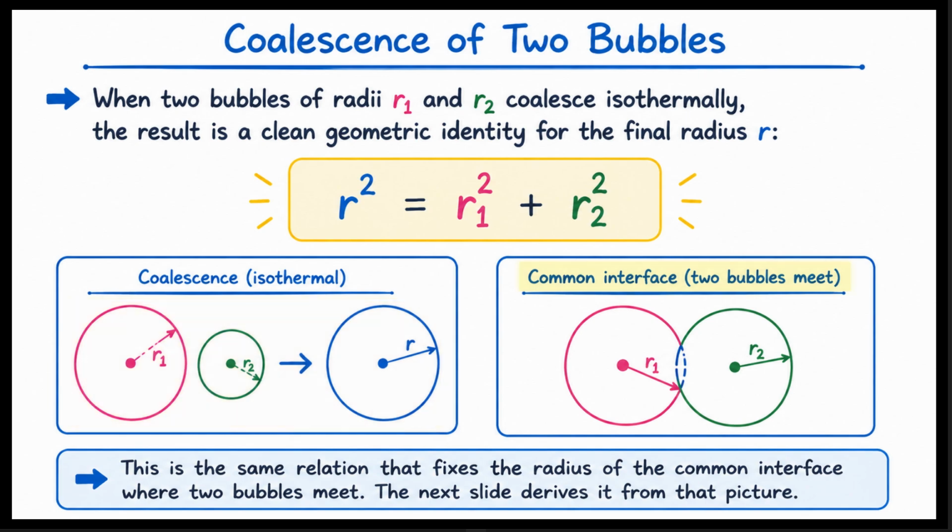On the bottom right, we see the case of the common interface where these two bubbles meet, showing the pink bubble and green bubble joined at a dashed boundary. It turns out that this same relation, r squared equals r1 squared plus r2 squared, also fixes the radius of this common interface. We will derive this relation from the interface diagram in the next slide.